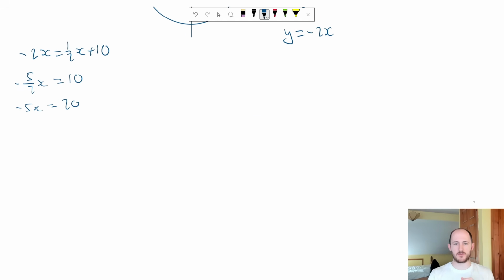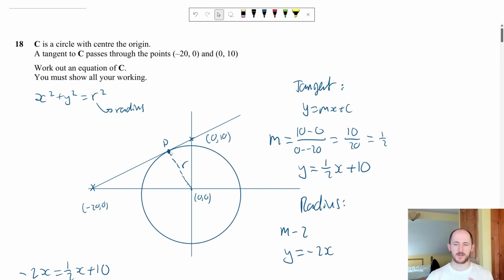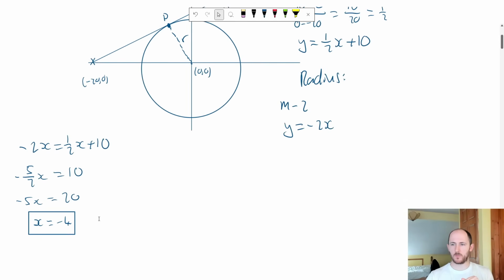equals 10. So minus 5x equals 20. And that means x is equal to minus 4. That's my x coordinate. Does it make sense? Well, yeah, it kind of does, right? Because it's on the left-hand side of the y-axis. Makes sense, it should be lower than 0. That's all good.